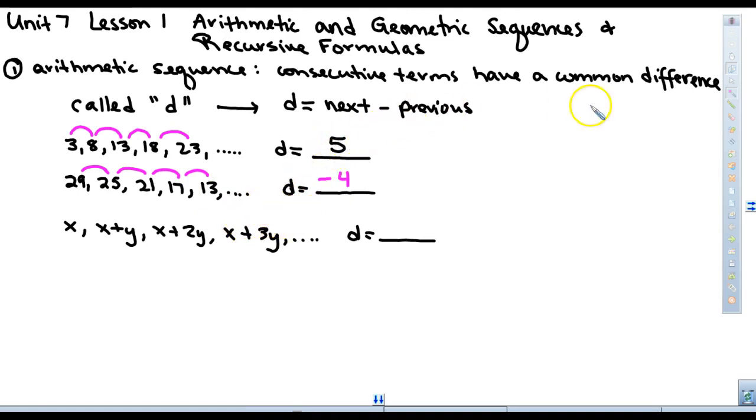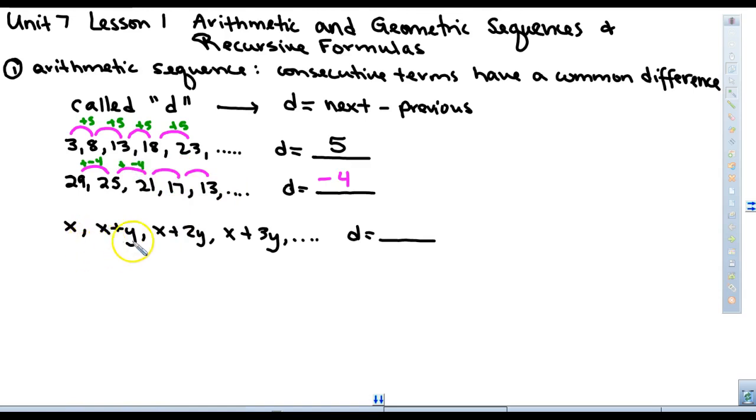So really this is called a common difference because of the way that you subtract, but really what it ends up being is the number that you would add each time to get the next term. For instance, I'm going to add 5 to get 8. I'm going to add 5 to get 13, add 5 again to get 18, add 5 again to get 23. Okay, same thing here. To get from 29 to 25, I would add a negative 4. From 25 to 21, I would add a negative 4, and so on.